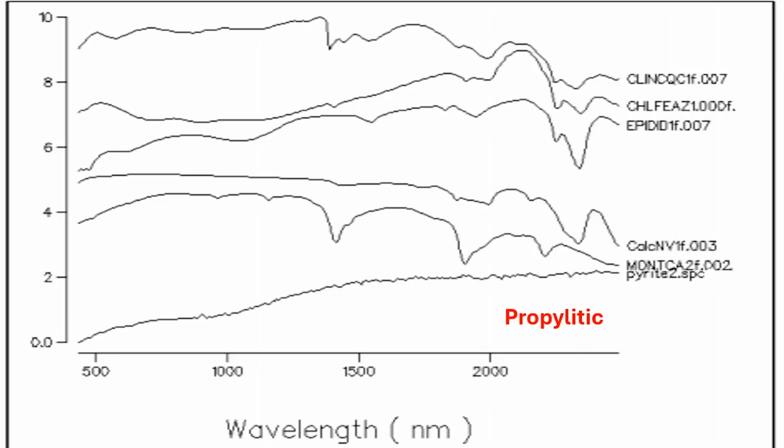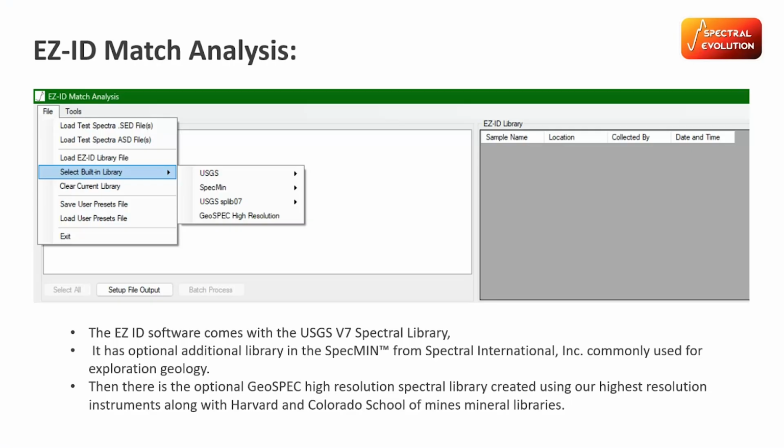Now, how do you use a Spectral Evolution spectrometer to identify these kinds of minerals, and what does it look like when you're using it in the field? So stepping back to our EasyID software, we have the match analysis. This is how you would port in a built-in library, but you can also, right above in the drop-down, load an EasyID library file, where you can load in spectra of known mineral samples and create your own custom libraries to match to in real time.